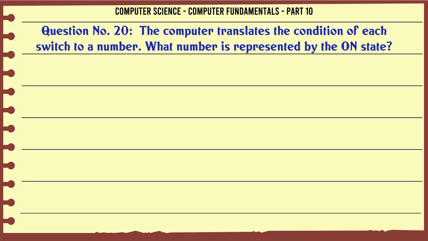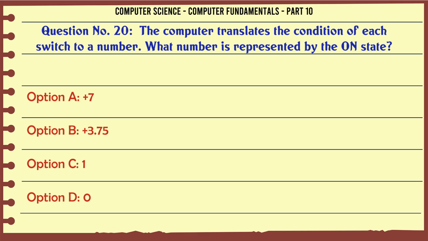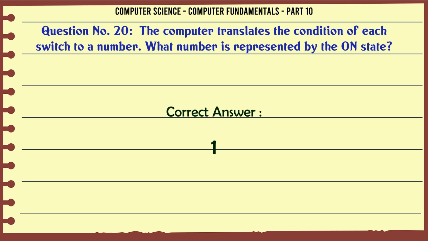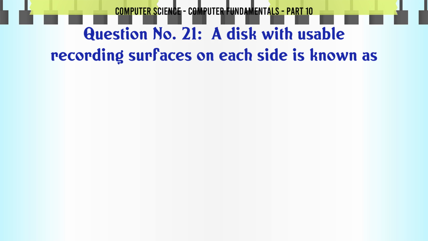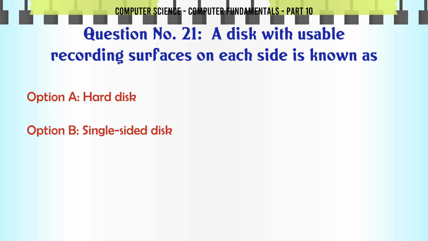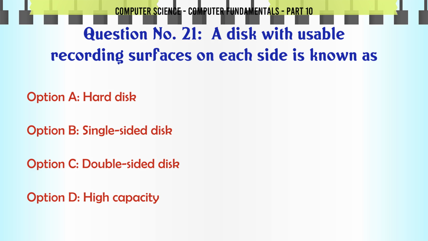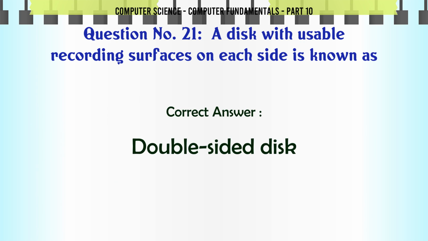The computer translates the condition of each switch to a number. What number is represented by the on state? A. 7. B. 3.75. C. 1. D. 0. The correct answer is 1. A disk with usable recording surfaces on each side is known as A. Hard disk. B. Single-sided disk. C. Double-sided disk. D. High capacity. The correct answer is double-sided disk.